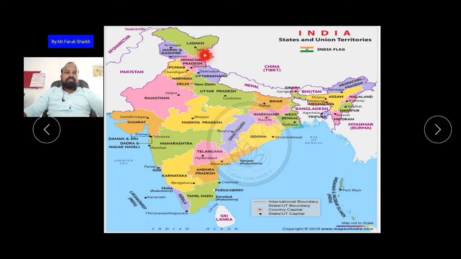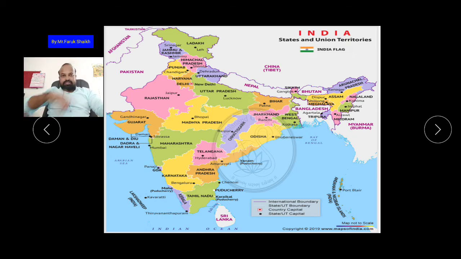So Ladakh's capital is Leh, and Jammu and Kashmir has two capitals, Srinagar and Jammu. Srinagar is the capital for the summer season, and Jammu is the capital for the winter season. Okay, in the same state there are two capitals. Why? Because of the cold. And one more, Andhra Pradesh. Here the capital name has also changed. Not Telangana now, it has changed, now it is Amravati. Got it? So this is our country India.